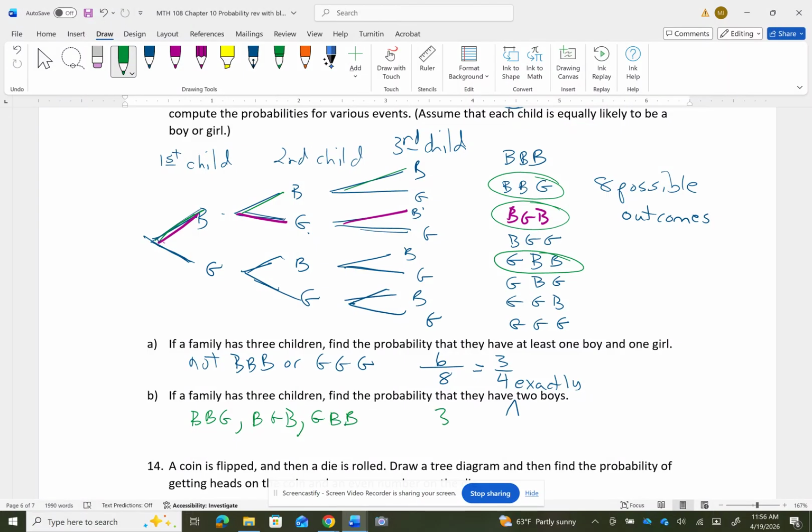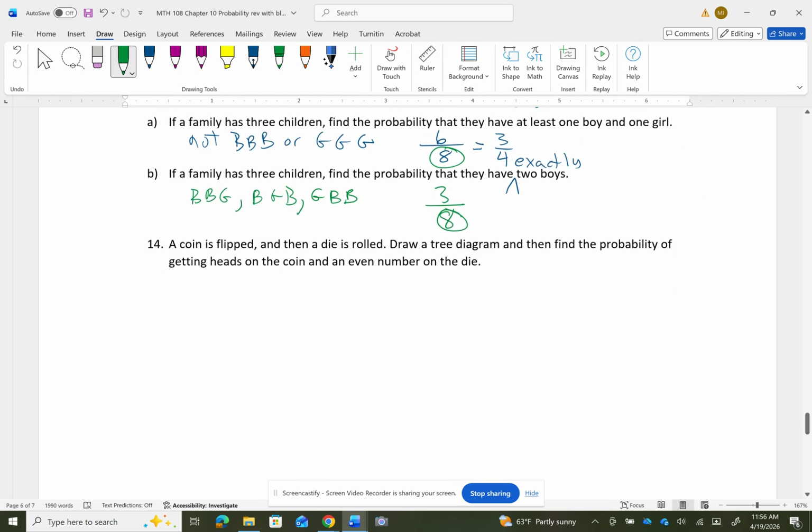Those 3 outcomes out of the 8 possible outcomes. So the tree diagram helps you to get your sample space. And then if you have that sample space, the number of outcomes in that sample space, that 8 possible outcomes, turns out to be the denominator. But what's really useful is actually having all the possible outcomes sitting there in front of you. Okay? All right, now this question is a different situation.